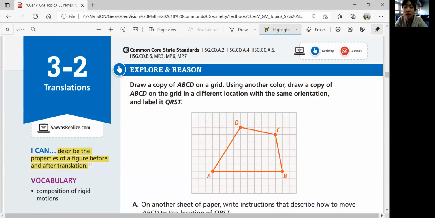You could find an image of a figure after a composition of rigid motions. And also, you'll be able to prove that a translation is a composition of two reflections.